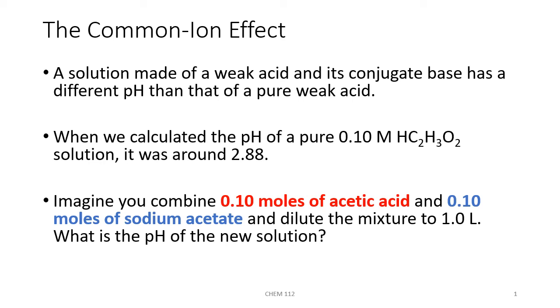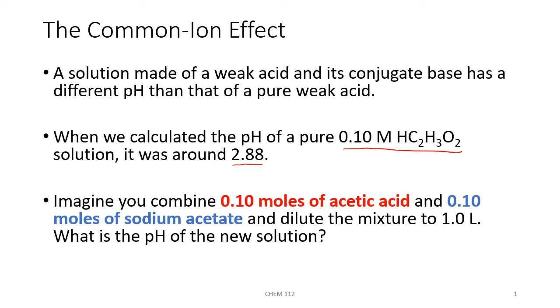In this section, we're going to learn about something called the common ion effect and buffers. A solution that is made up of a weak acid and its conjugate base will have a different pH than that of just a pure weak acid. In your notes, we previously calculated the pH of a pure 0.1 molar acetic acid solution, and we figured out that when we did our dissociation of a weak acid problem, the pH came out to being about 2.88.